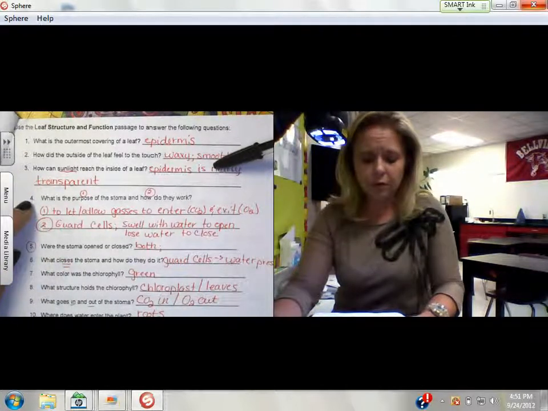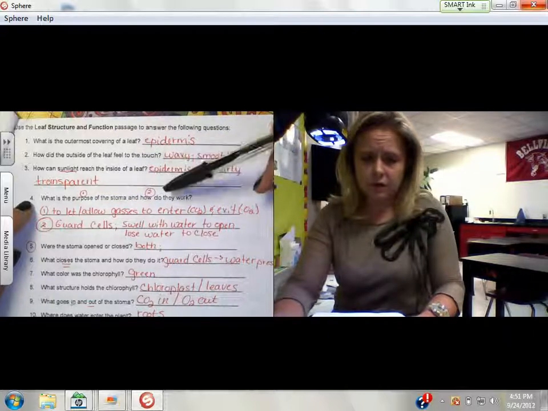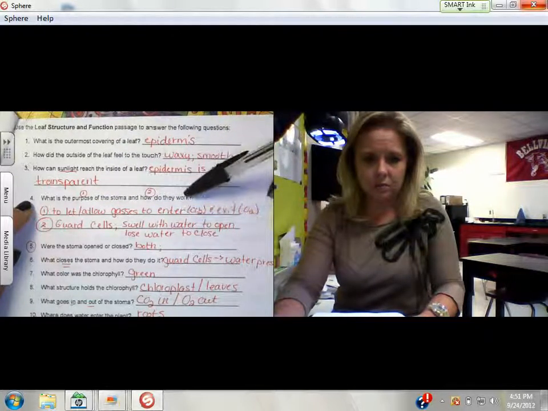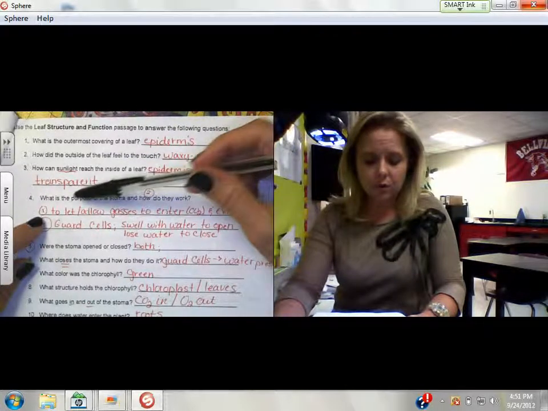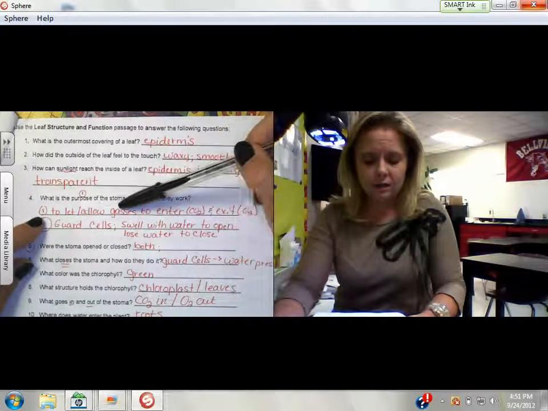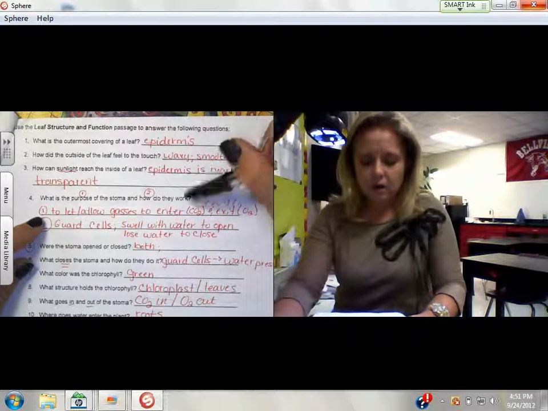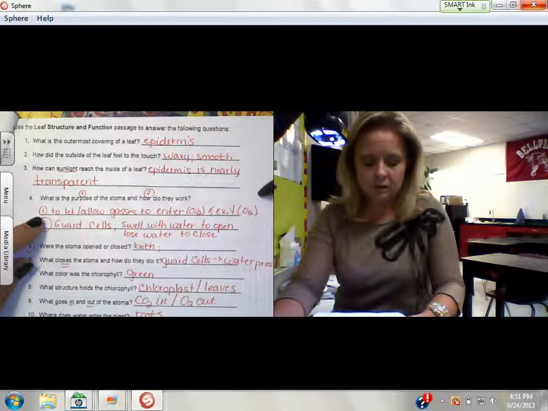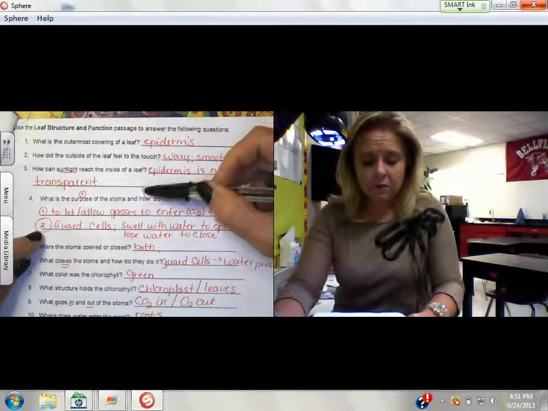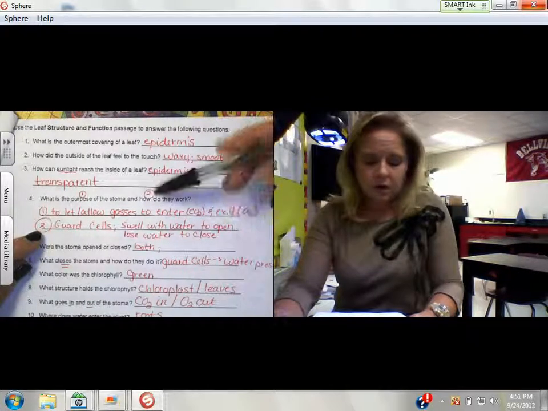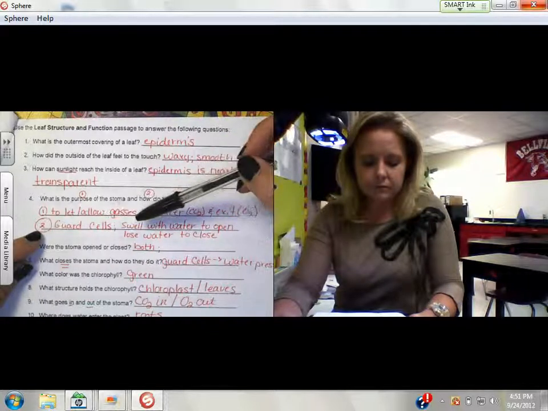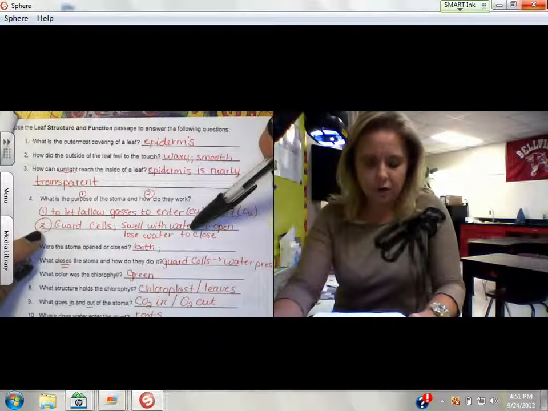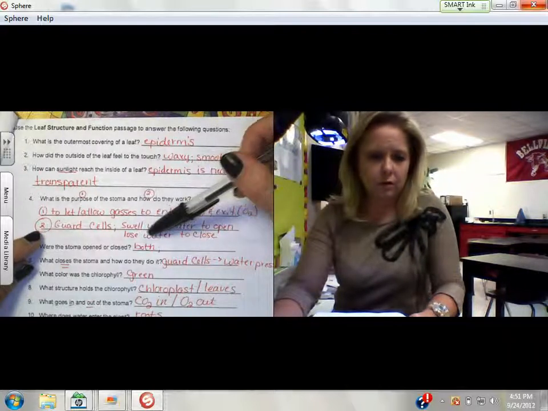Number 4 has 2 answers. Anytime you see an "and" in a question, you've got to answer them both. So number 1, what's the purpose of the stoma? It's to let gases enter and exit. And over here I said that carbon dioxide enters and oxygen gas exits. The second part is the guard cells. How do they work? Guard cells open and close. That's how the stoma works. They swell with water to open, and then they lose water when they need to close.